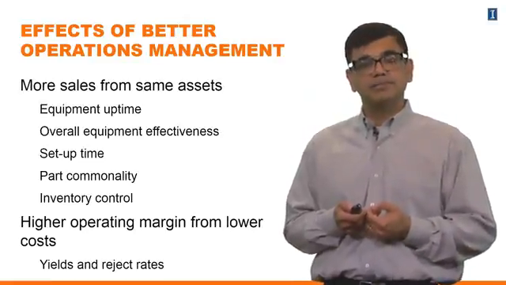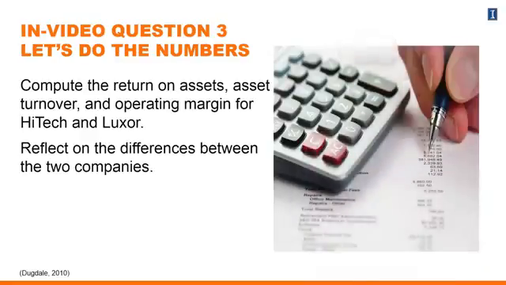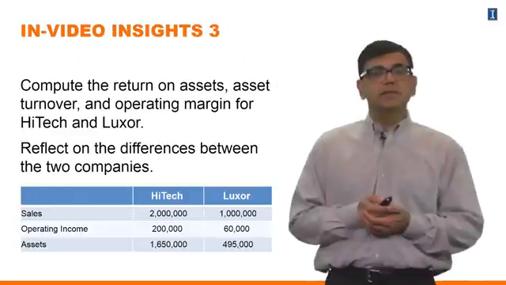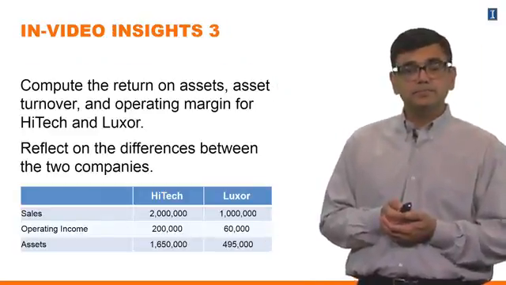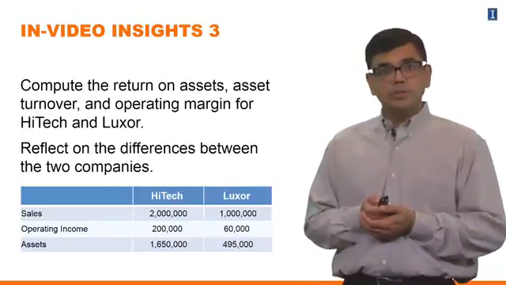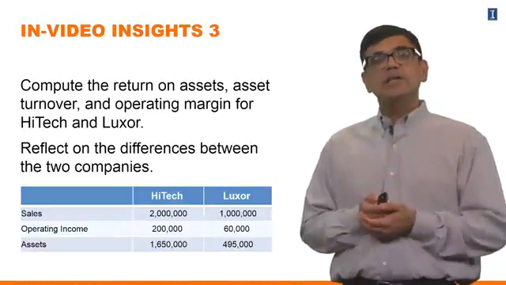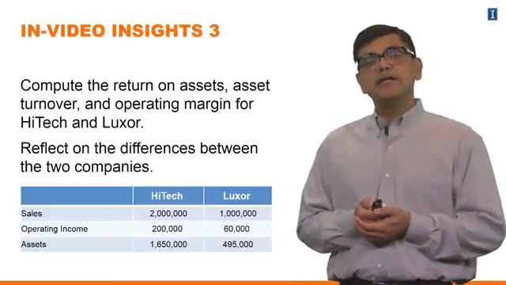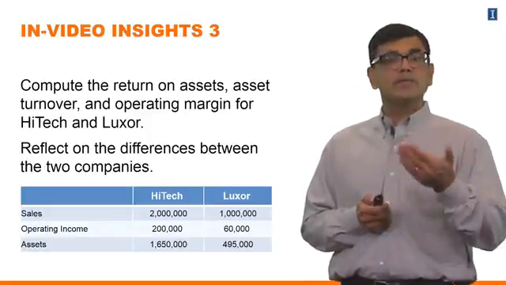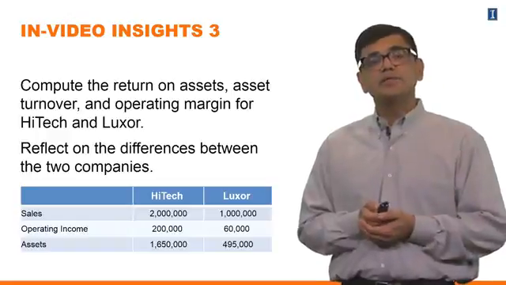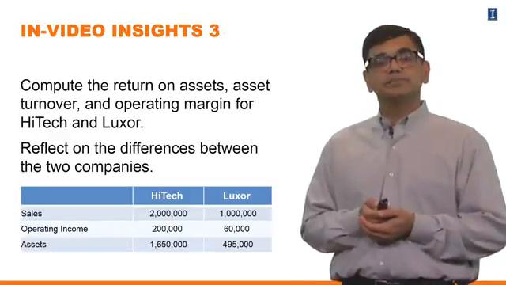Right, so let's do an example here and work with some numbers in terms of these three ratios. So what you have here is two fictitious companies, and they're called Luxor and Hi-Tech. And what you will need to do in this case is look at these numbers that you're given and compute the three ratios that you just saw in the earlier slides. So you have the return on assets, the asset turnover ratio, and the operating margin.